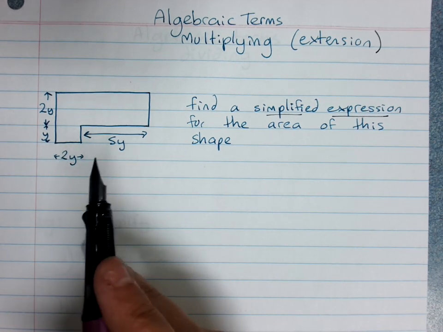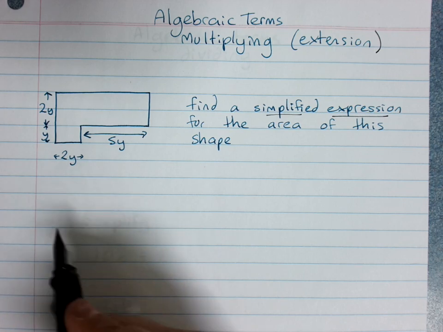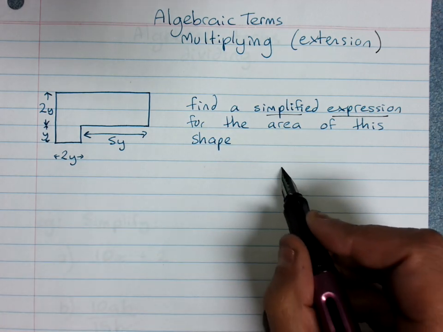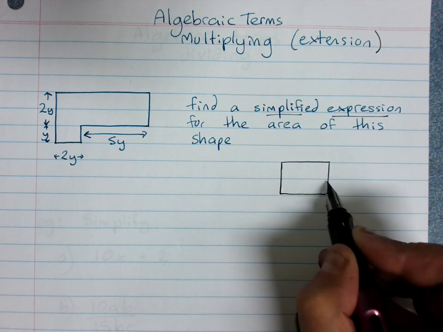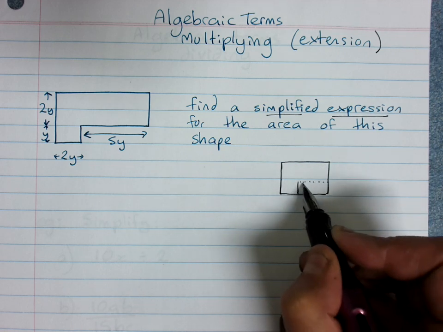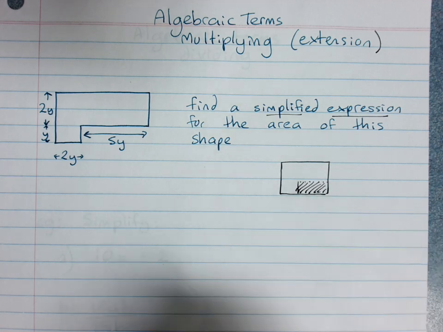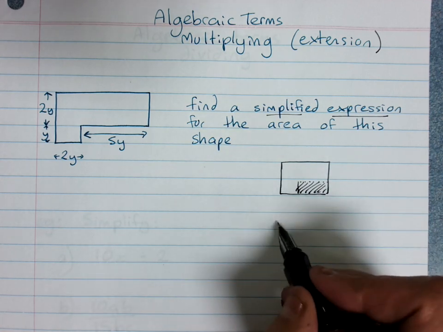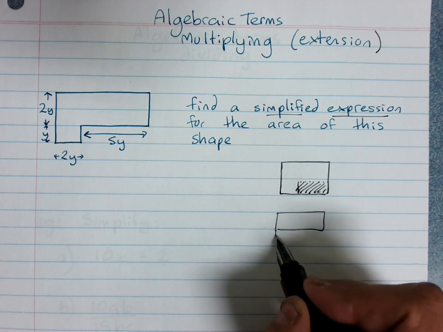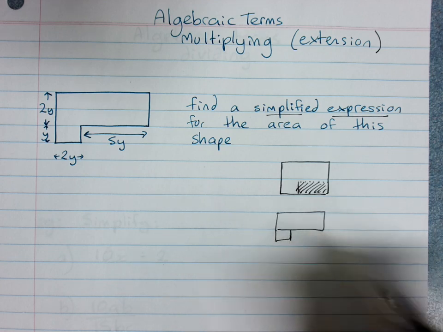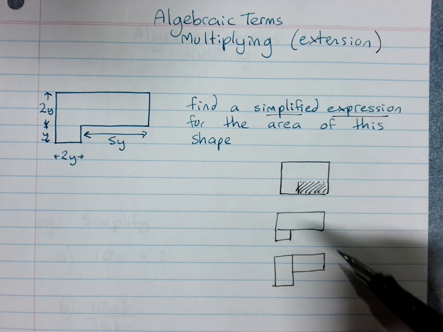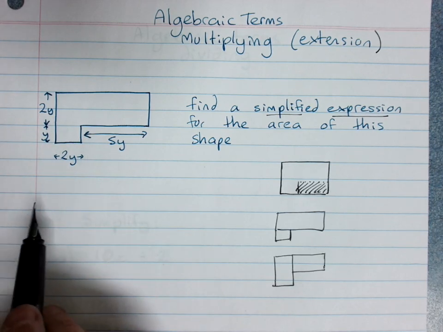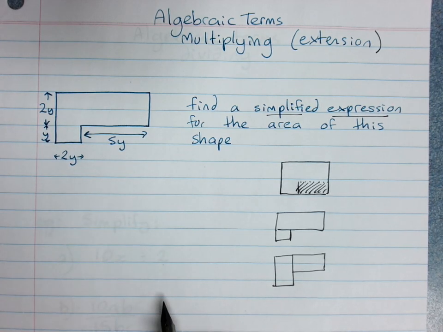Now this shape is two rectangles, and we've got a couple of choices of how to deal with this. I could say it's a big rectangle and someone has taken out a little rectangle. Or I could say it's this long rectangle plus this short small rectangle. Or I could say it's this rectangle plus that rectangle. So you can see there's actually a couple of different ways to chop this shape up so we can deal with it.